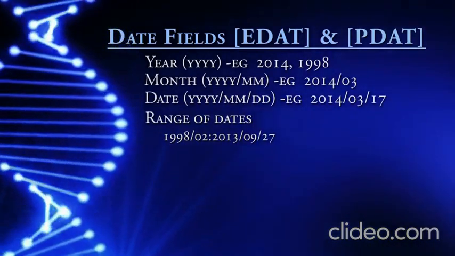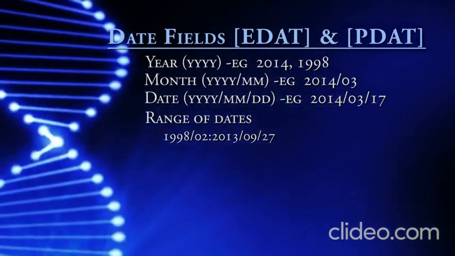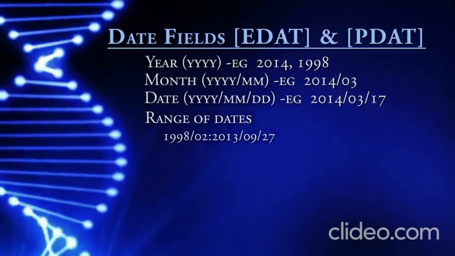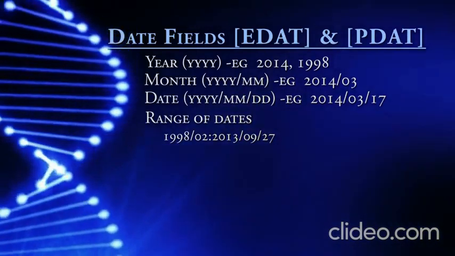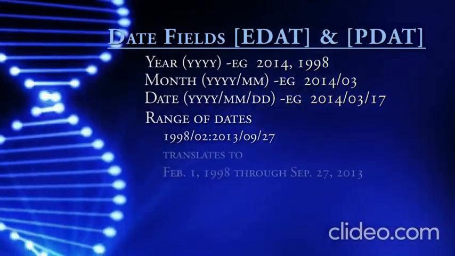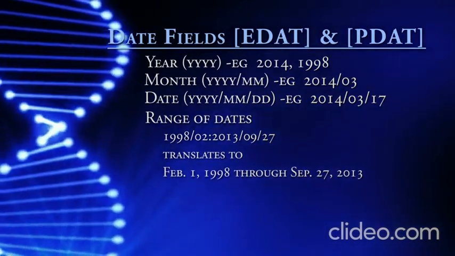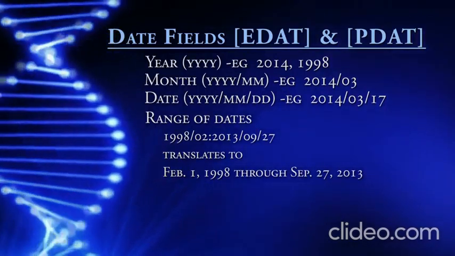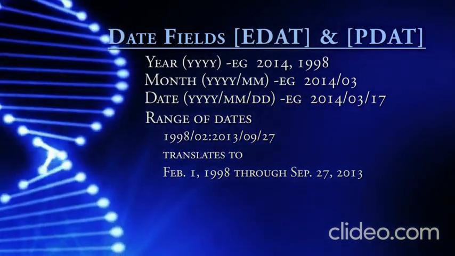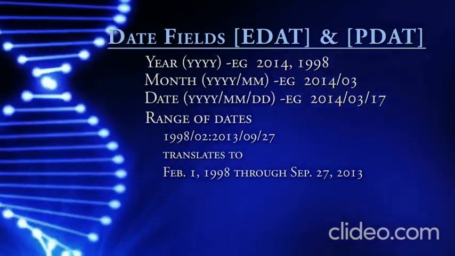1998/02 colon 2013/09/27. The colon indicates a range. That translates to February 1st. Since it's at the beginning of the range, you get the whole month of February. February 1st, 1998 through September 27th, 2013.